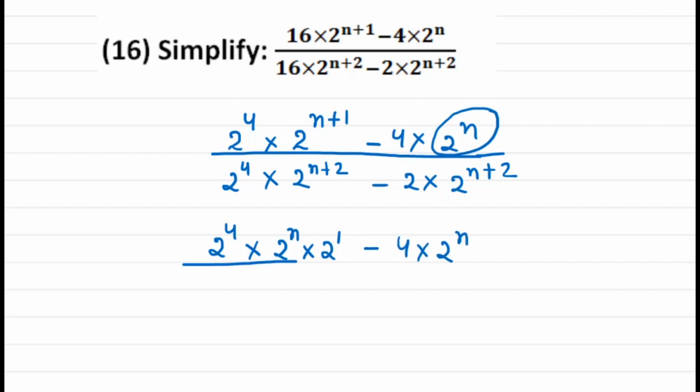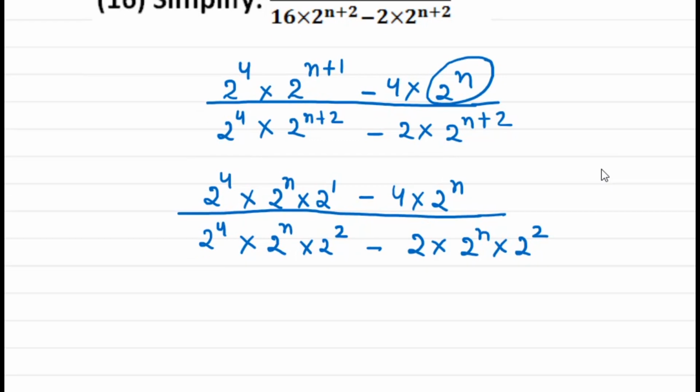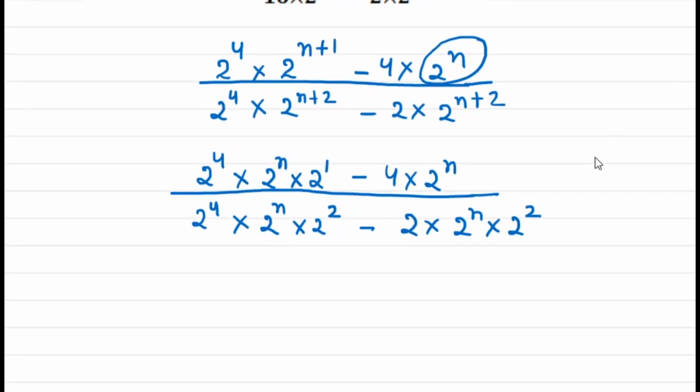Why I am writing in this way? Because among these two, 2^n is smaller, so we will take that one as common in the next step. So here we can write this as 2^n into 2^2, because if you simplify that one, you will get this result. Base is same, so powers will be added, so it will be n plus 2. So here again we will write this one as 2^n into 2^2.